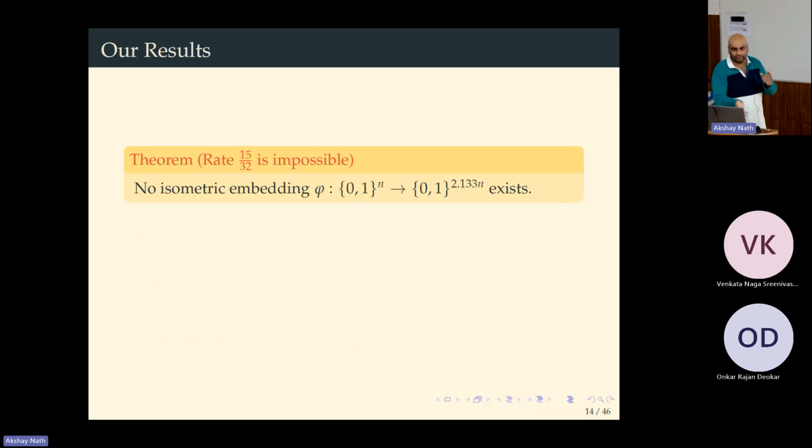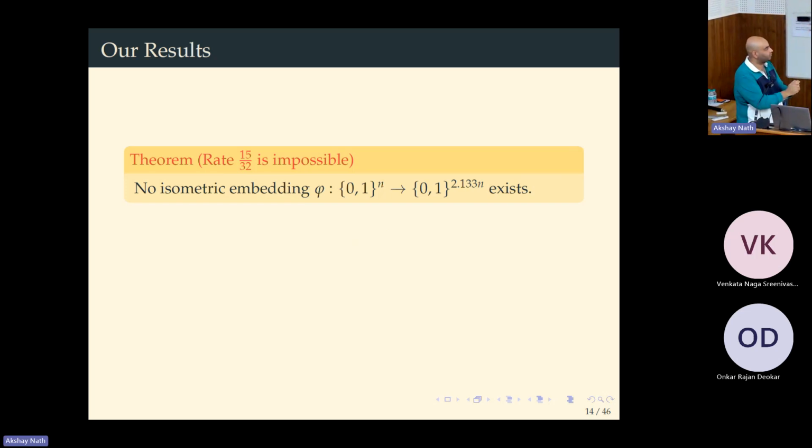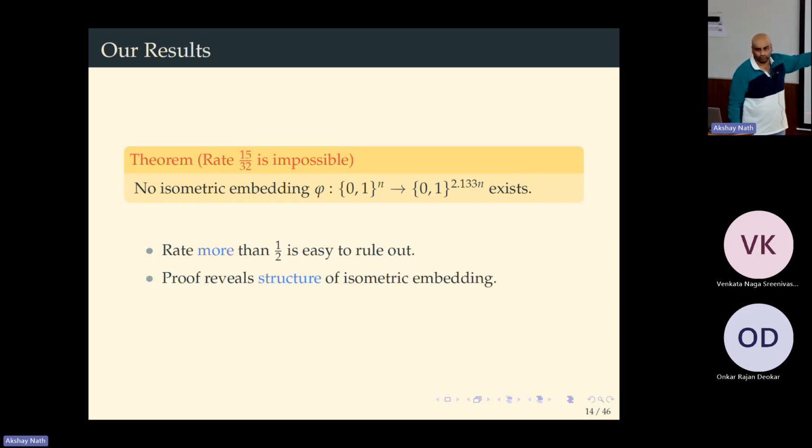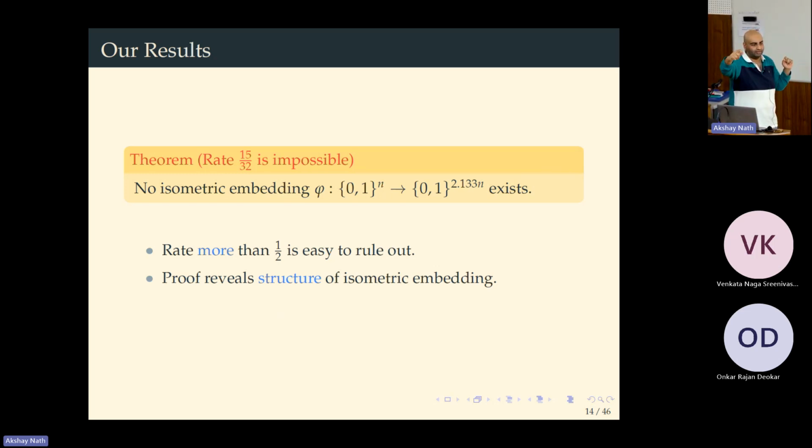And we also have a negative result for the isometric embedding, and this is sort of surprising. We show that rate 15/32 is impossible. Half is a very intuitive number to have. It's like for every one input bit I have, I add another bit as part of my embedding. And it's easy to rule out rates better than half. It means that I had n bits, and if somehow I now have 1.99n bits, there were 2 input bits that are sort of together. And you can try to cheat somehow here.